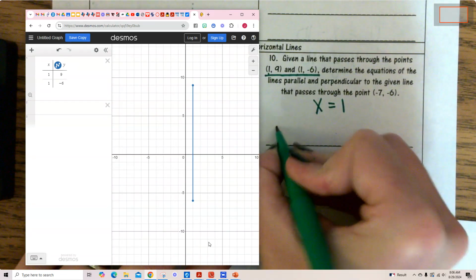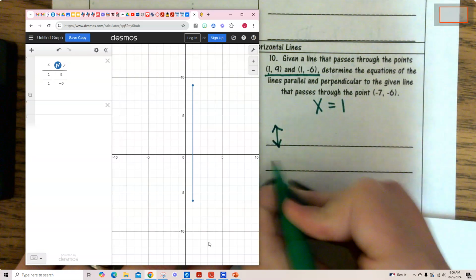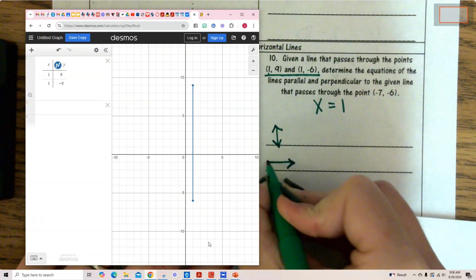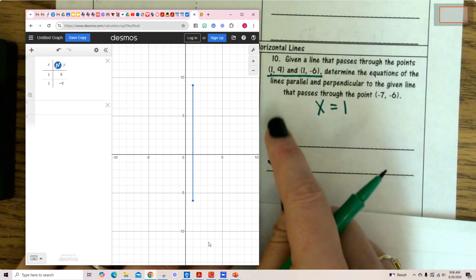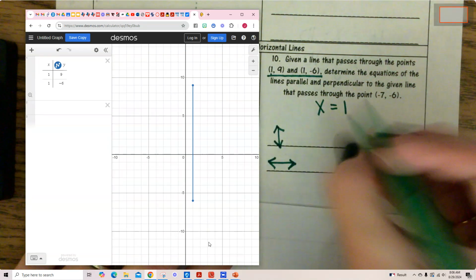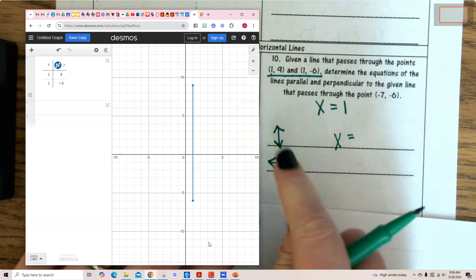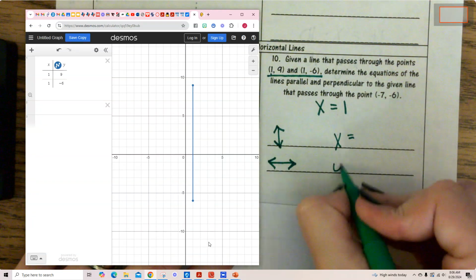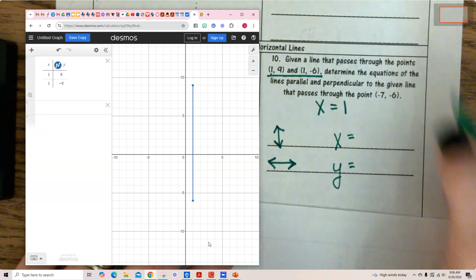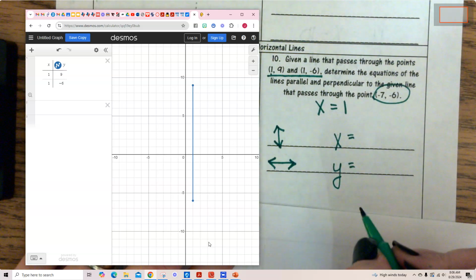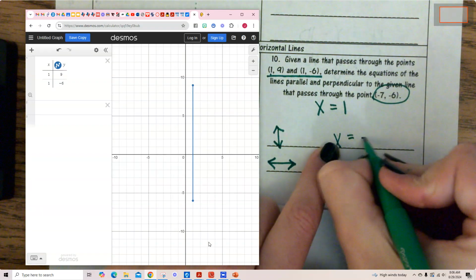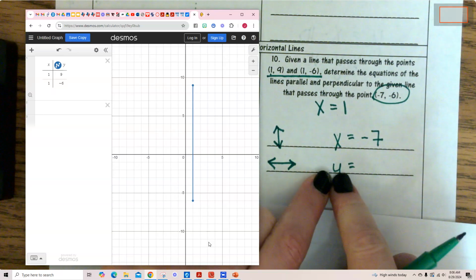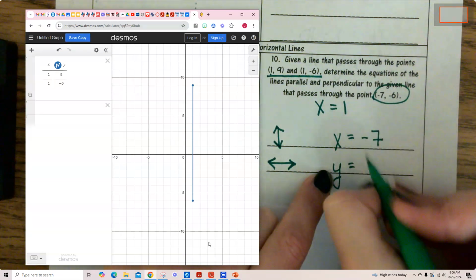If it's parallel, it's going to be vertical as well. So my parallel line is going to be vertical. My perpendicular line is going to be horizontal. And you had this in your notes, how to write the equations for these. If it's a vertical line, it starts with x equals. If it's a horizontal line, it starts with y equals. And then they give us this ordered pair. If it's an x equals line, we use the x value. If it's a y equals line, we use the y value.